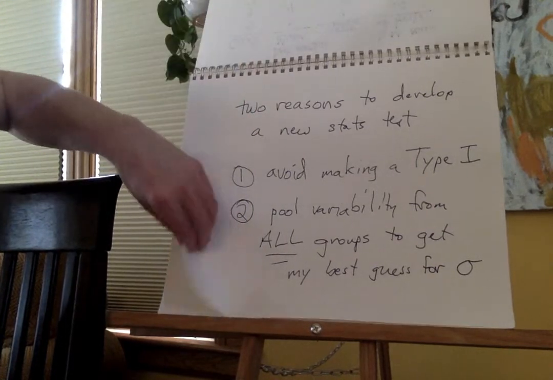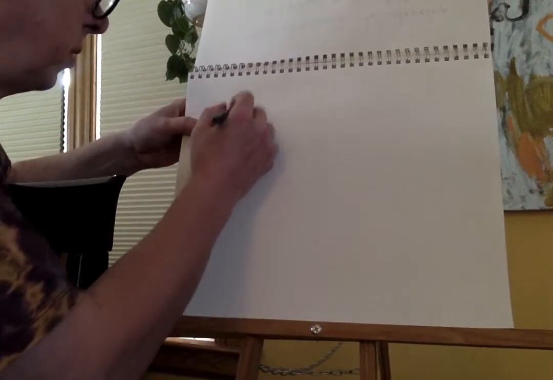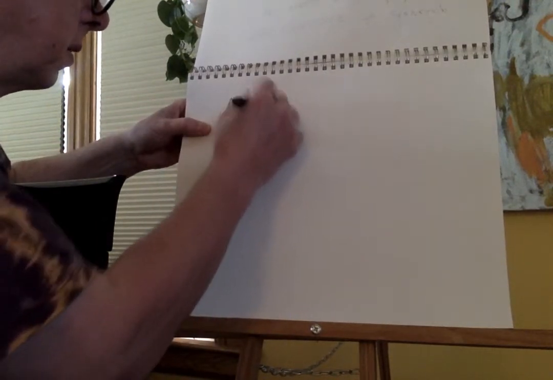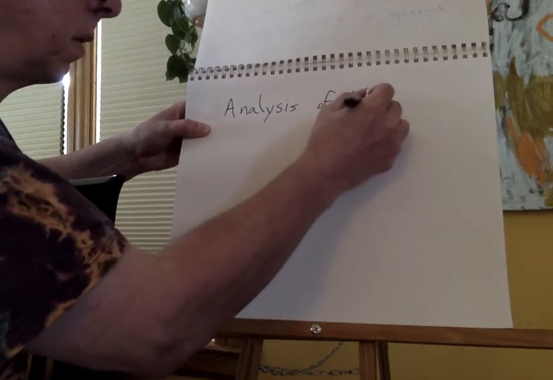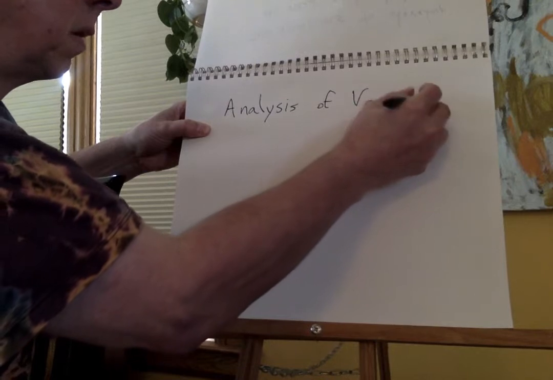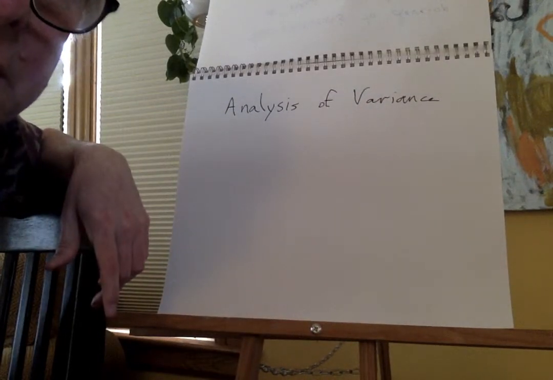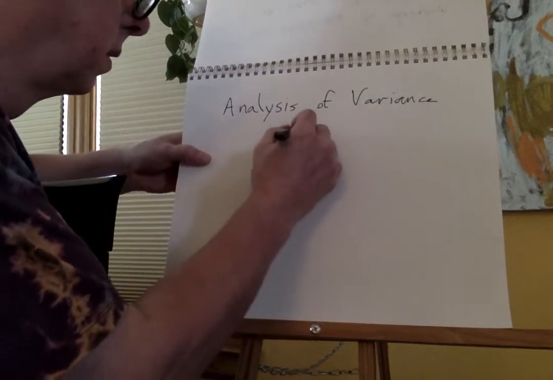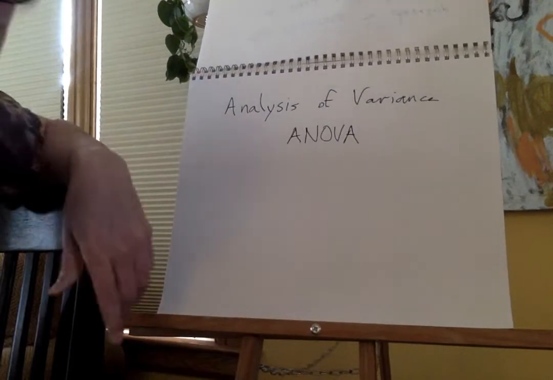Now, so here's the deal. We're going to do something called analysis of variance, also known as ANOVA, okay?